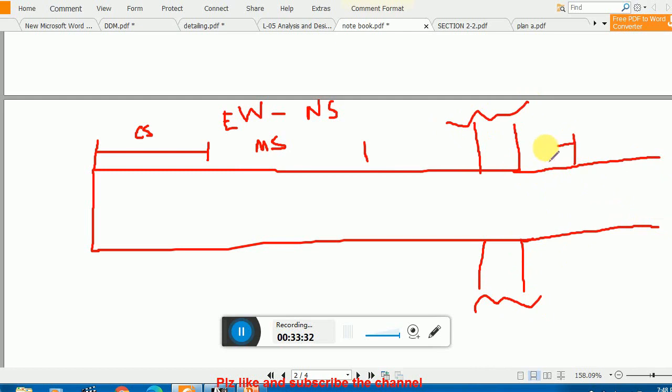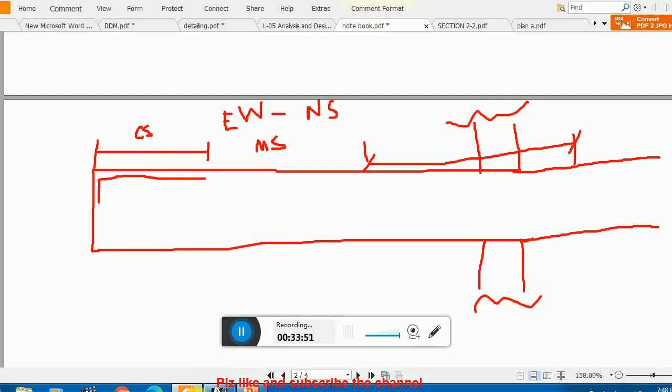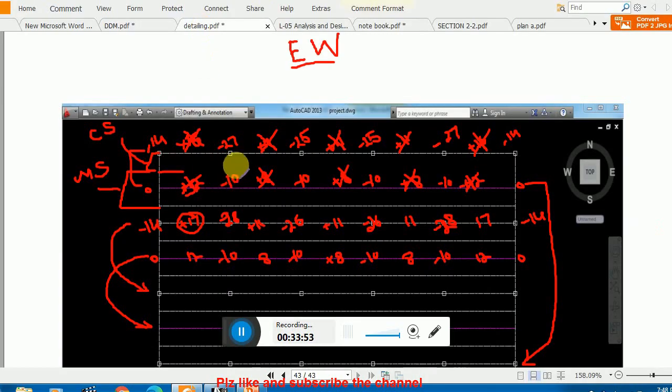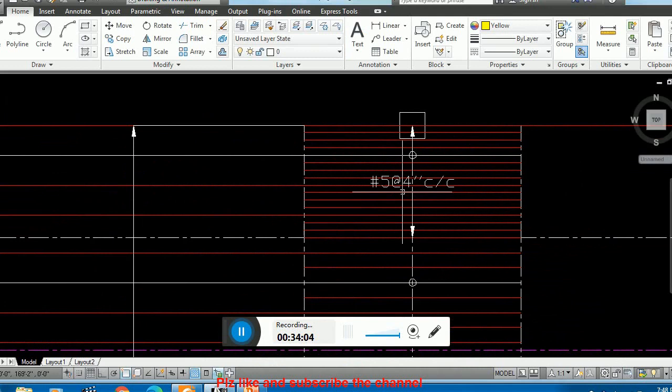Now the first top bar will be hooked, and it will be placed for a distance of the column strip. Now you see the next moment, that is the negative. Now I have to place bars for minus 27. So what amount of steel am I providing? You see, this is a heavy demand: number 5 at the rate of 4 inch center to center.